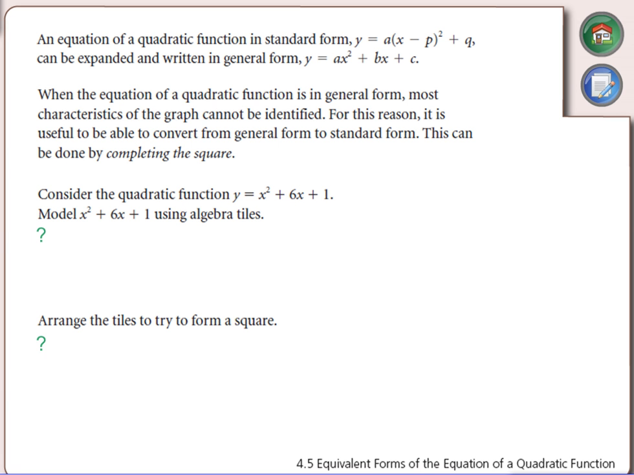So we're going to be transferring from the standard form into the vertex form. Another name for the vertex form is the completed square form, because we're going to get to that form by completing the square. Before we look at doing it algebraically, we're going to look at how the algebra tiles work so you understand the process.